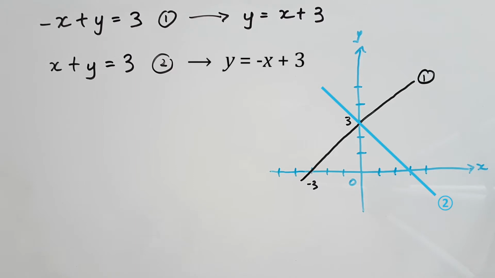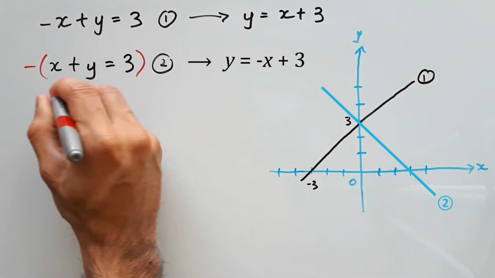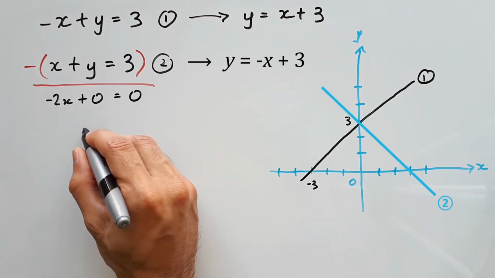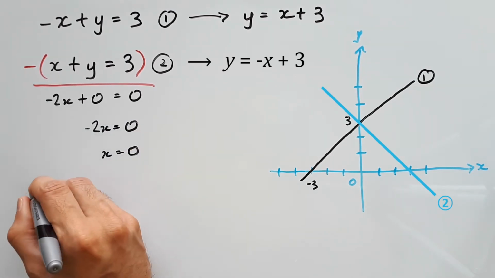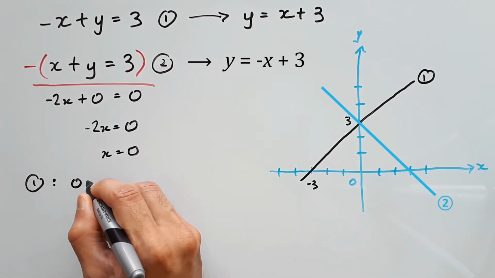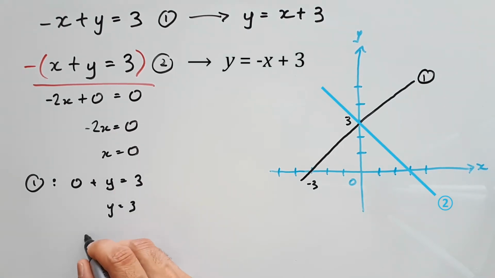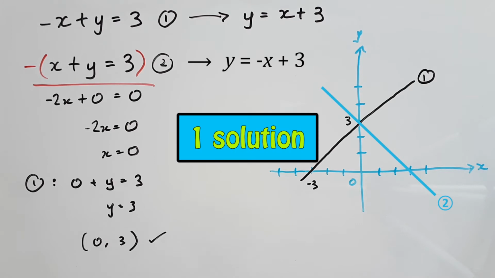So let's confirm this using elimination to solve the two equations simultaneously. When you take equation number 1 and minus equation number 2, we will get negative 2x plus 0 equals 0, and that simplifies down to x being 0. Subbing that into the first equation, we find that 0 plus y equals 3, and so y equals 3, confirming that our intersection point is 0, 3. And since there are no other intersection points to find here, we can conclude that there is only one solution available when these two equations interact with each other.